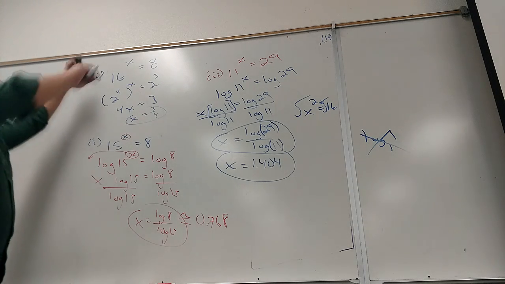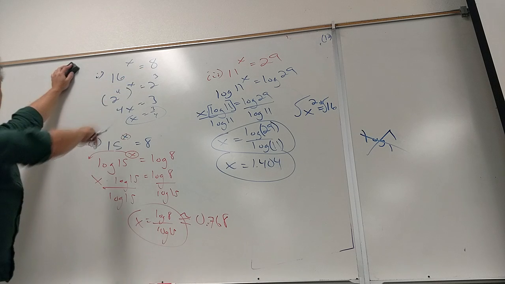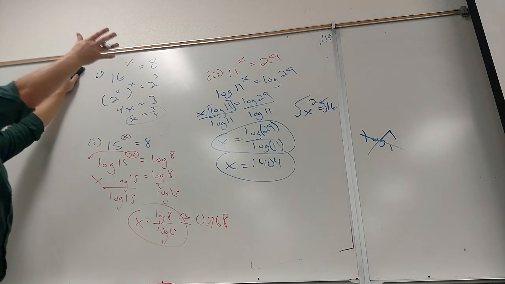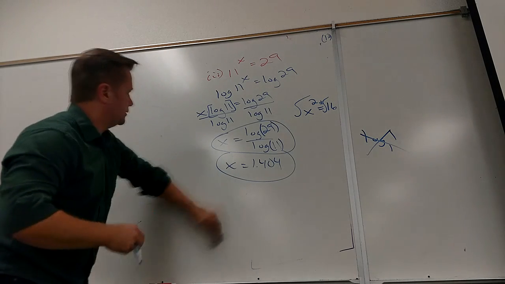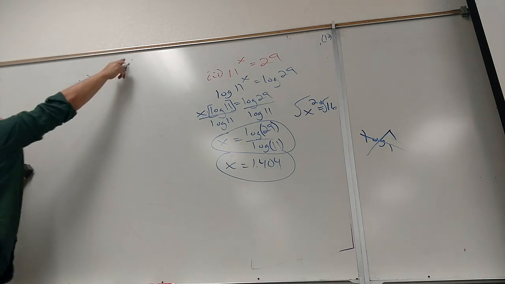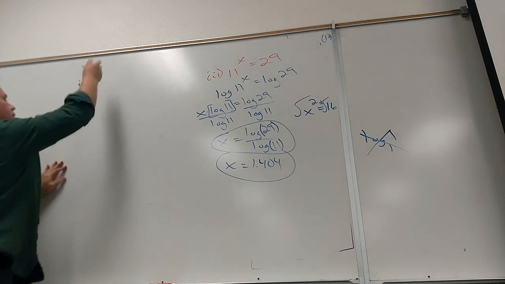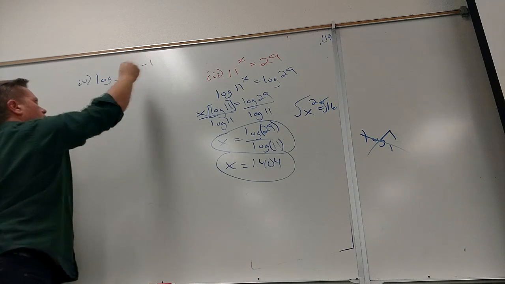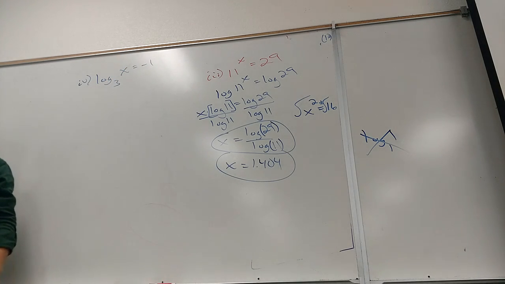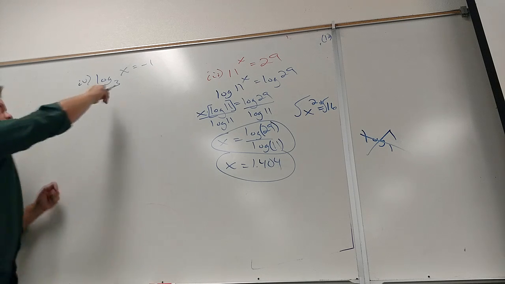So now, here's another type. These are exponential equations, right? They have a variable in the exponent. Here's a logarithmic equation. We actually already did one like this. I'm going to do 2 more examples. How do I solve this? How would I rewrite this logarithm in exponential form?